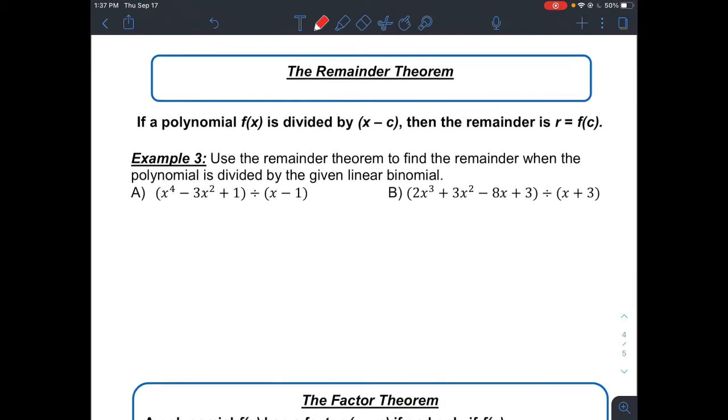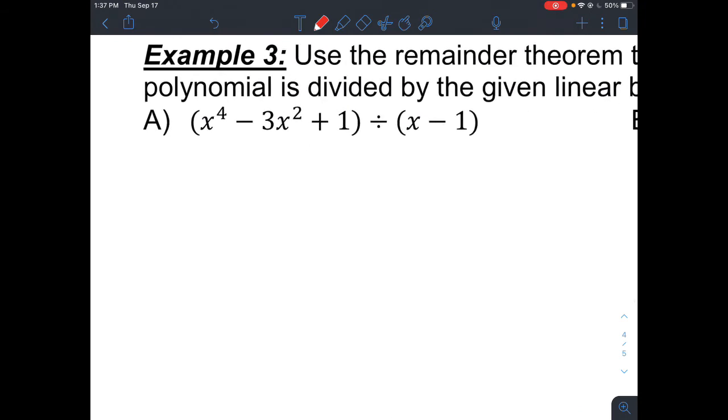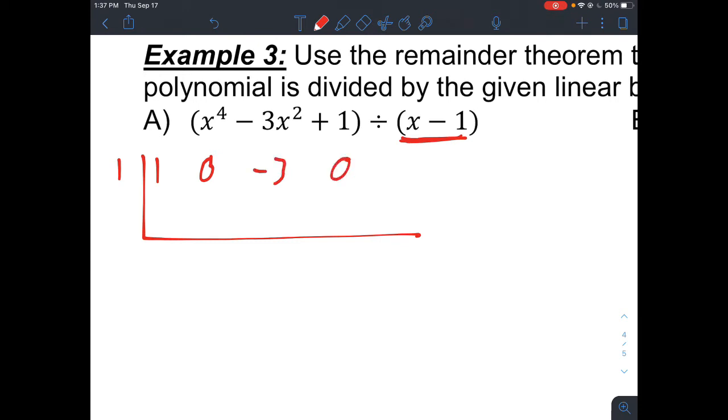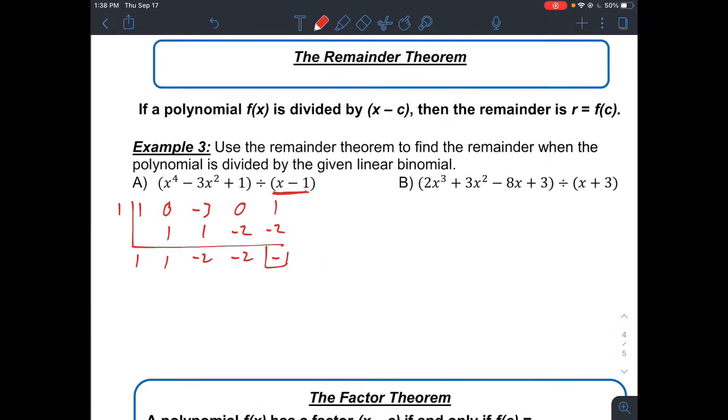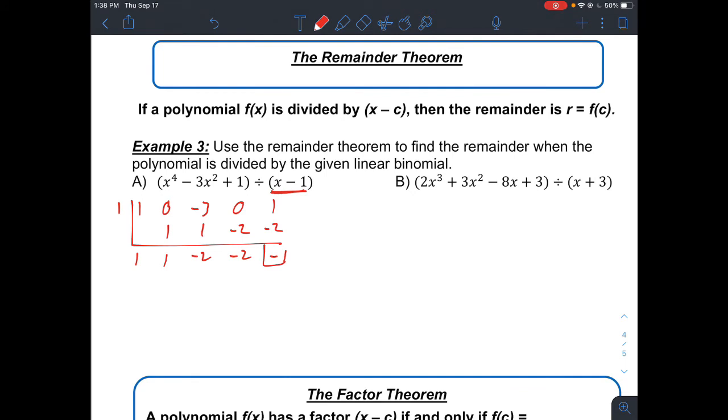All right, next thing is the remainder theorem. We kind of already talked about this, but if the remainder is 0, that means that it is a factor. If your remainder is anything but 0, it is not a factor. So what we're checking here is we're checking to see 1. So leading coefficient 1, 0 cubed, negative 3, 0x to the first, and 1. Bring down, multiply, add, multiply, add, multiply, add, multiply, and add. So since we got anything besides 0, we know that that's not a factor. Okay, and what's the remainder? The remainder is negative 1.